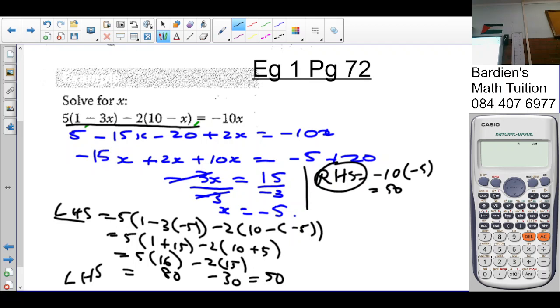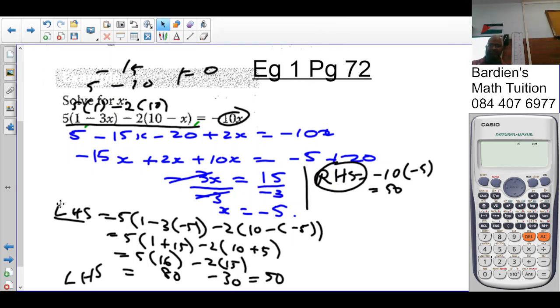If you had chosen any other value, let's choose 0. Put 0 in here. It's going to get you 5 into 1 minus 2 into 10, which is 5 minus 20, which is negative 15. Put 0 in here and we get 0. Is that the same? No. So that wouldn't have been a solution. You guys understand? So here you can see the equation is what we call balanced. It works. Both sides of the equal sign have the same value.